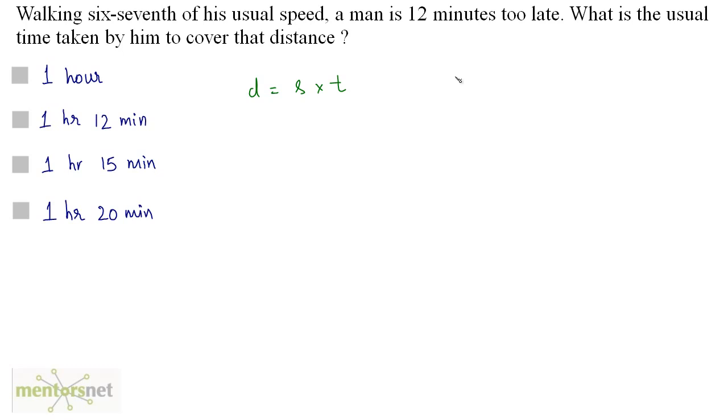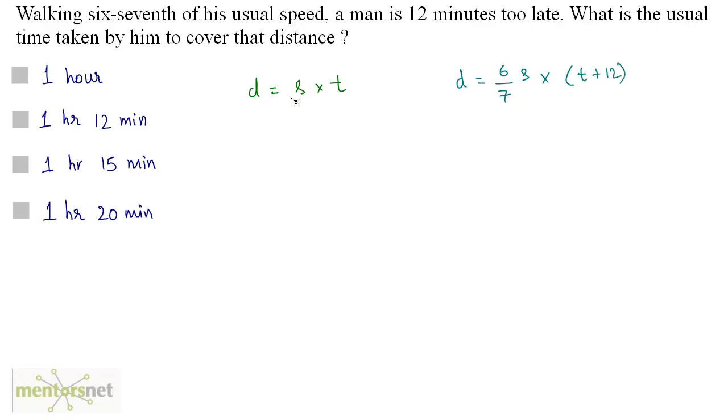Now what he says is 6/7 of the usual speed. If he walks at this speed, the man is 12 minutes late. Now the distance is the same, so we have d is equal to, the speed is 6/7 of the usual speed, so 6 by 7 s times the time. What is the time? The man is 12 minutes late, which means that he takes 12 more minutes than the usual time, so t plus 12.